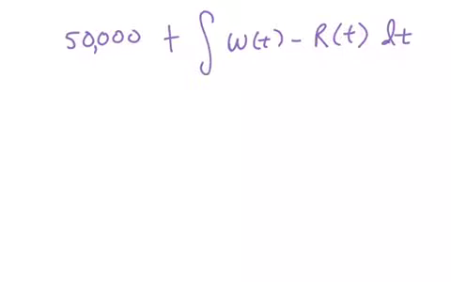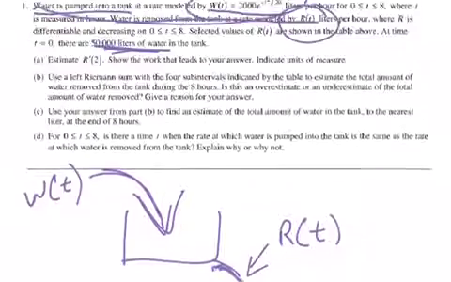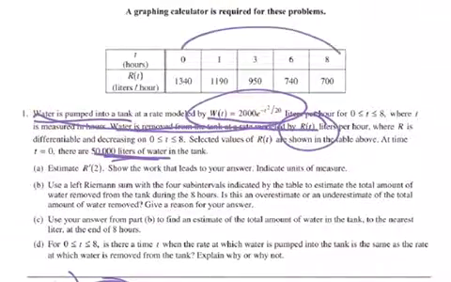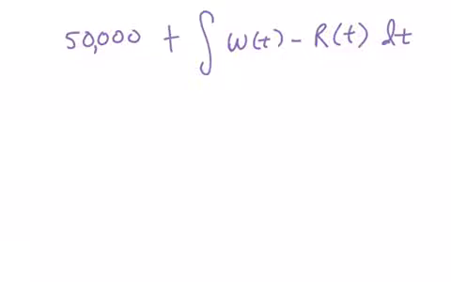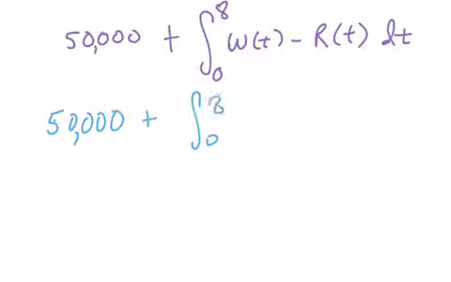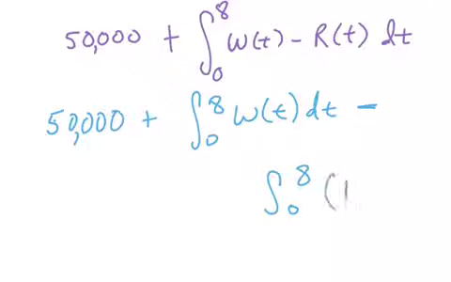So we need to know what our bounds are. Well, in the original question, we are going from 0 to 8, right? So the bounds are from 0 to 8. Now I'm going to go ahead and separate. So we're going to have 50K still, plus the integration from 0 to 8 of W(t) dt minus the integration from 0 to 8 of R(t) dt.